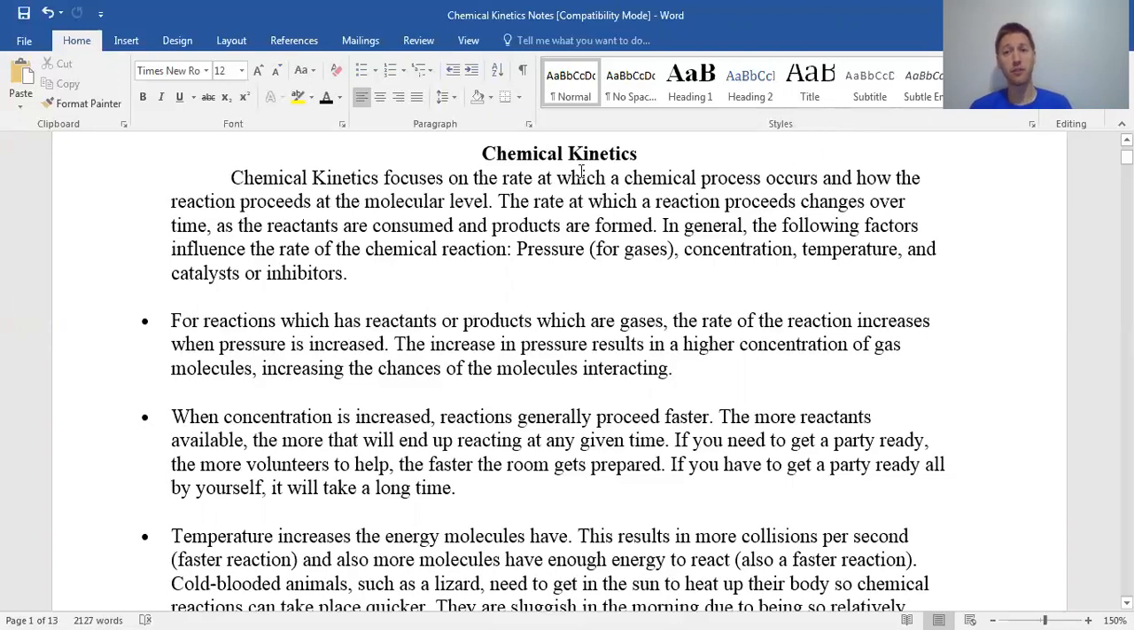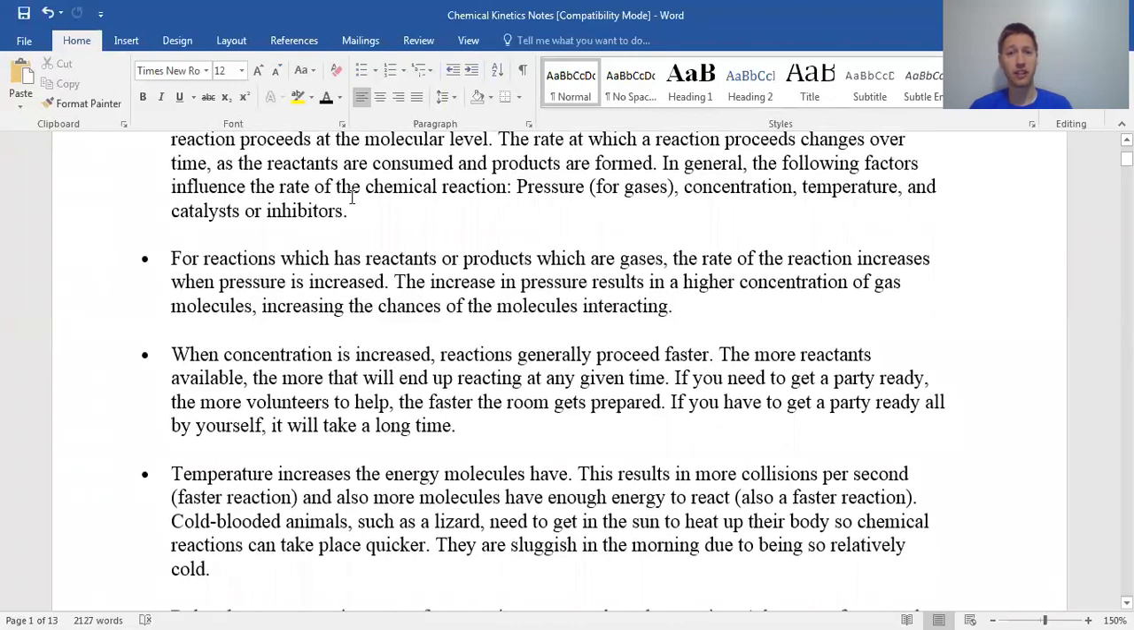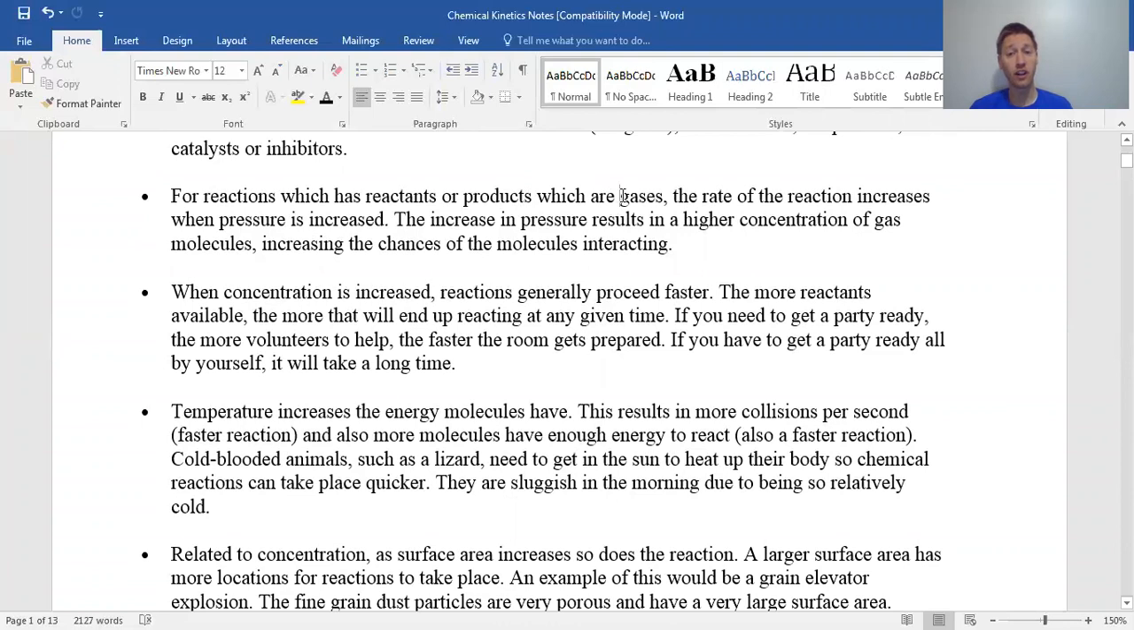There are some things that can influence how fast a reaction takes place. In general, the factors are things like pressure, concentration, temperature, catalysts, and inhibitors. If there are gases present, the reaction goes faster if there's more pressure, because the pressure is going to cause the gases to come closer together. So if we pressurize a gas container, the gas molecules inside will react faster. That means a higher chance of reaction, which means a faster overall rate of reaction.